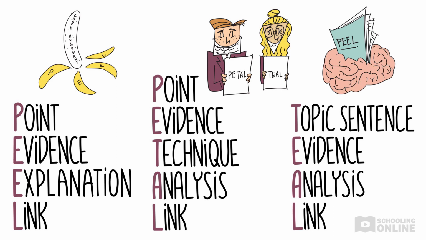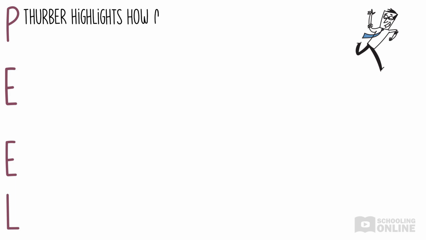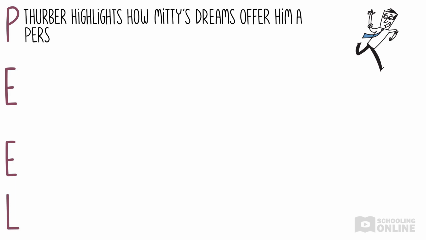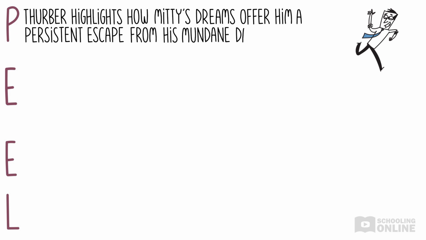All these words are different ways of remembering the same essential paragraph structure, where you state your idea and explain evidence to prove your point. For now, let's use the Peel method. Our main point is that Thurber highlights how Mitty's dreams offer him a persistent escape from his mundane daily life.